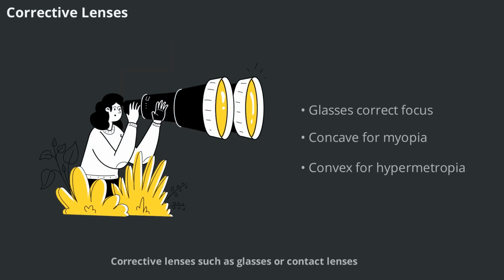Corrective lenses, such as glasses or contact lenses, are designed to compensate for the eye's focusing errors. They alter the path of incoming light so that it focuses correctly on the retina. For example, concave lenses help correct myopia, while convex lenses address hypermetropia. By choosing the right lens, people with vision defects can enjoy sharp and comfortable sight, making corrective lenses a simple yet powerful solution.